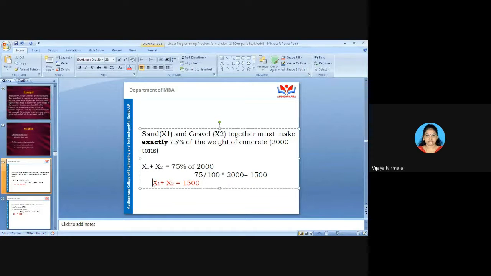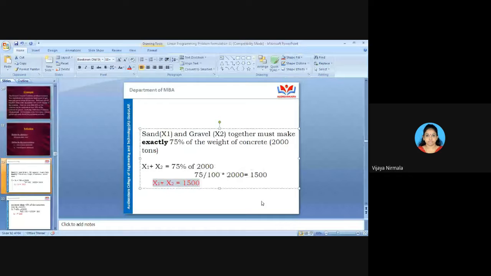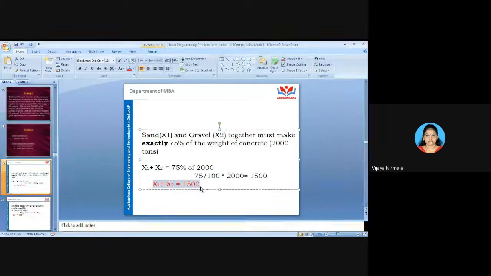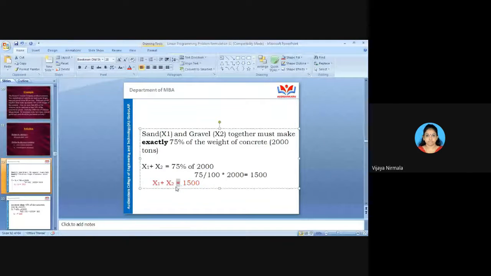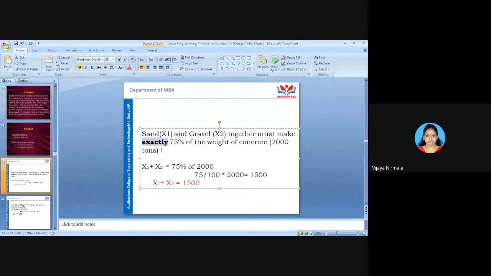So write the equation. X1 plus x2 is equal to, what is the answer for us? 1500. So this is the constraint. X1 plus x2 is equal to 1500. Why did you write equal to here? Why didn't you write greater than or less than? In the question itself, they said exactly. So that is why you wrote equal to. And why did you write x1 plus x2 here? They said that sand and gravel together must make. Together means x1 plus x2.